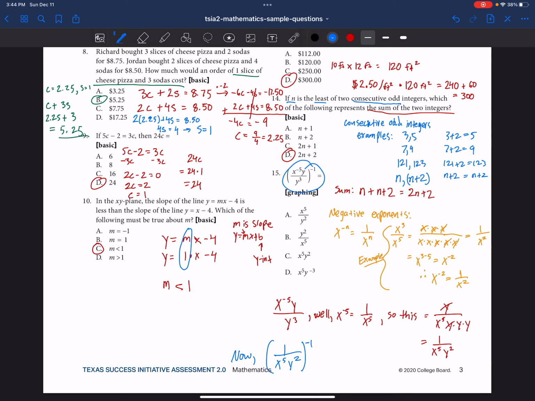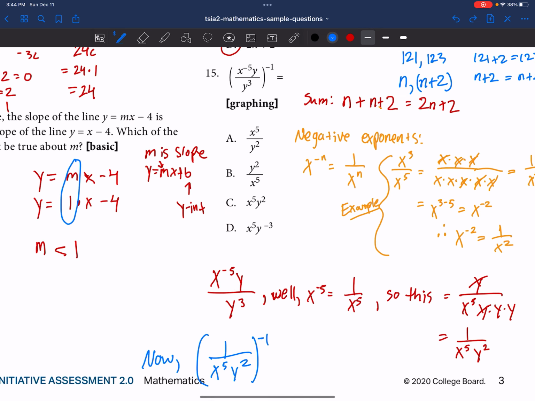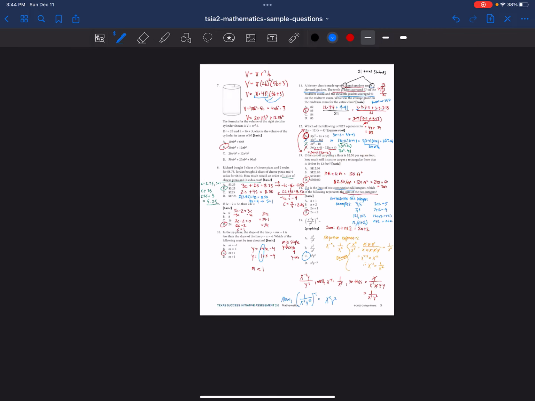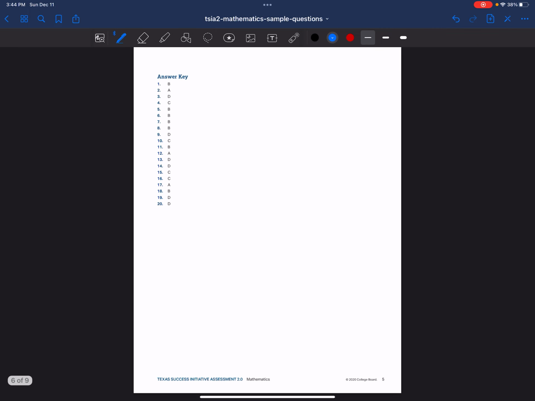Is this thing, right? And so to do this, I just flip the fraction. You could think of this as you distributing 1 over x to the power of negative, right? So this is just x to the power of 5 y squared. This would be answer choice C. So number 15 is answer choice C.